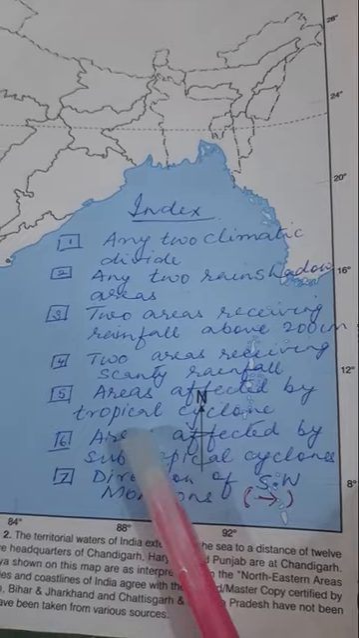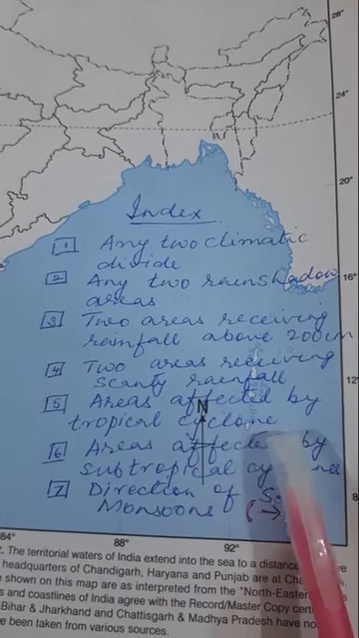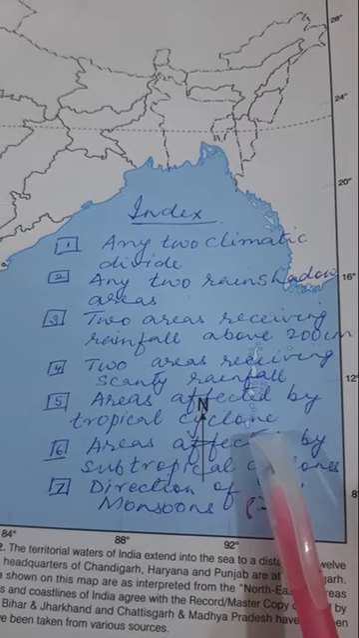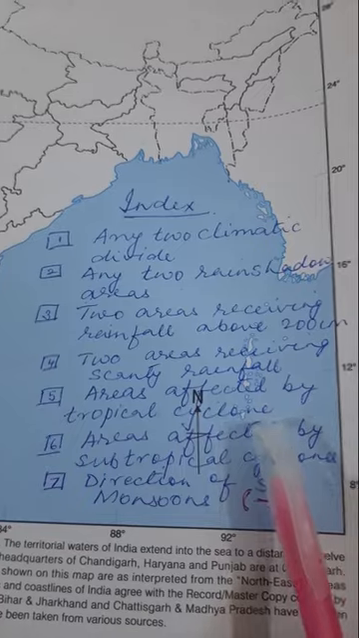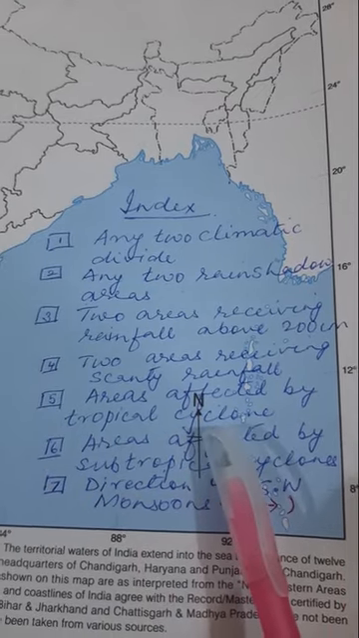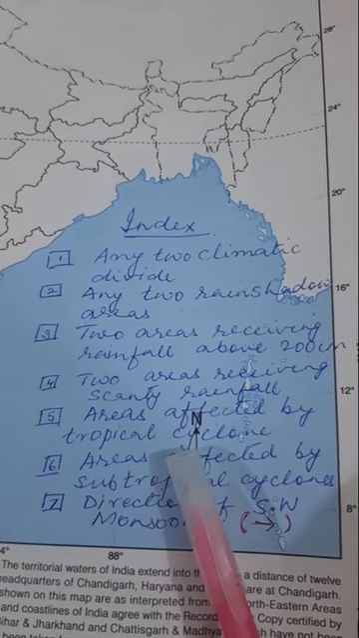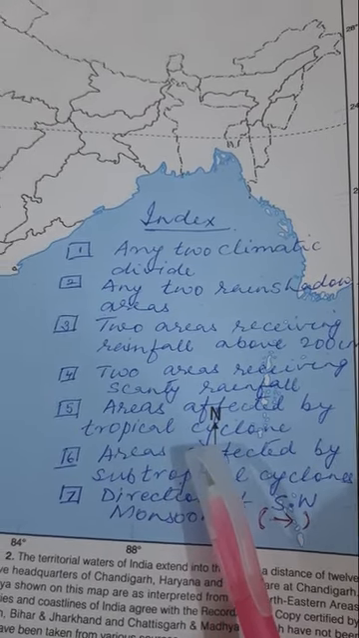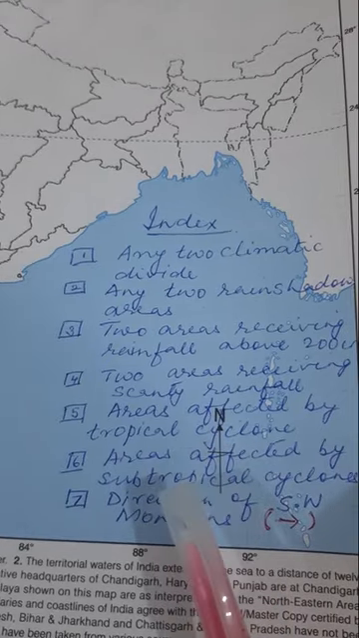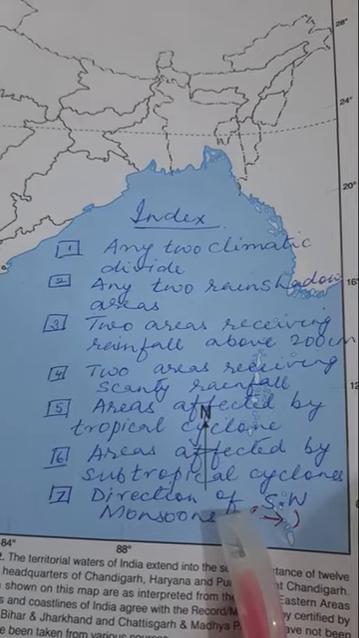Then the fifth will be the areas affected by tropical cyclones. So the cyclones that originate in the tropical seas and oceans are called tropical cyclone, and here we will point out the coastal belt or the areas which are affected by the tropical cyclones. Number 6 is the areas affected by subtropical cyclone.